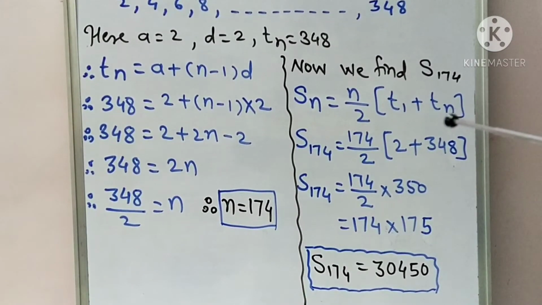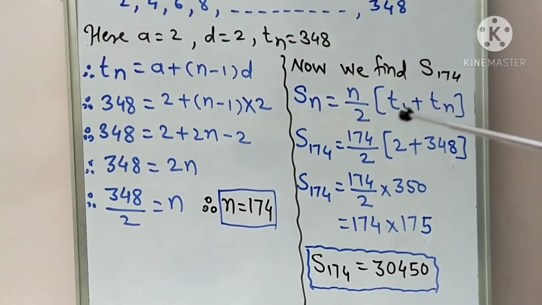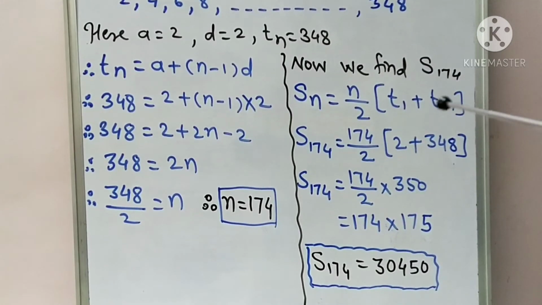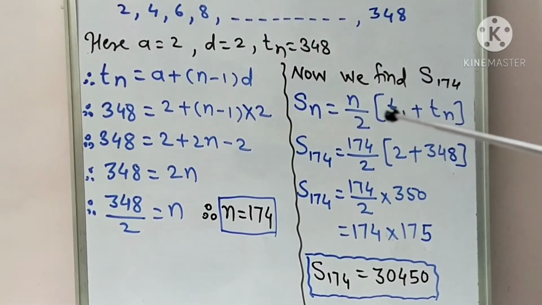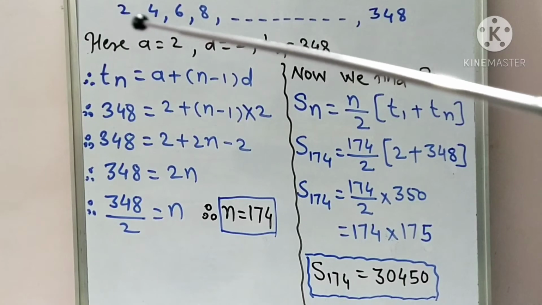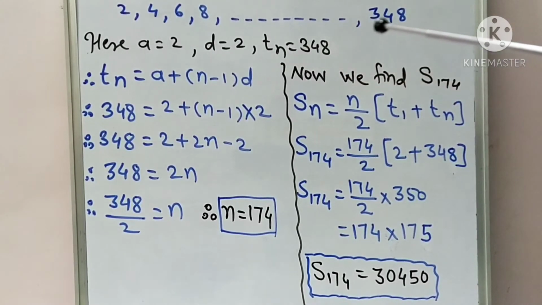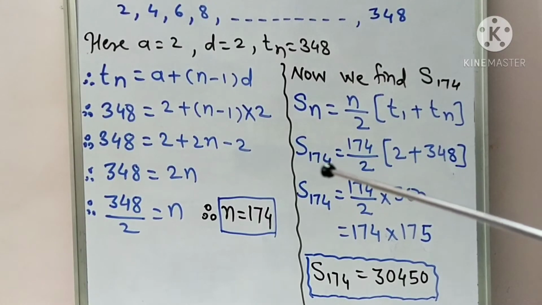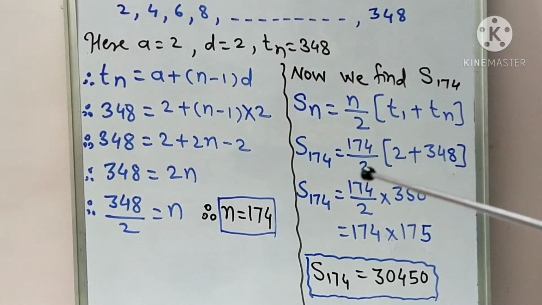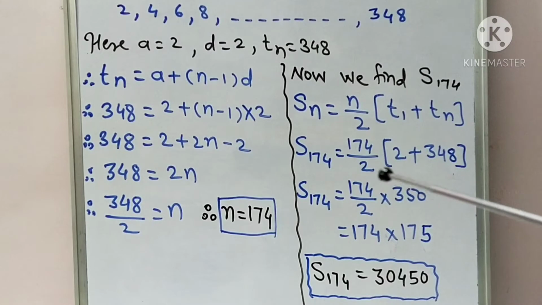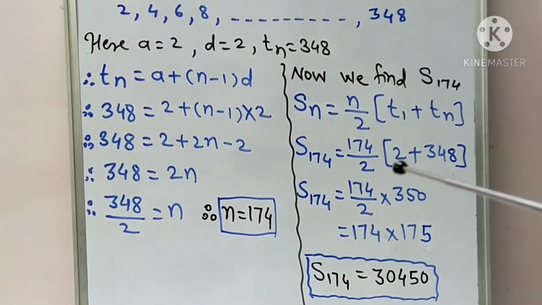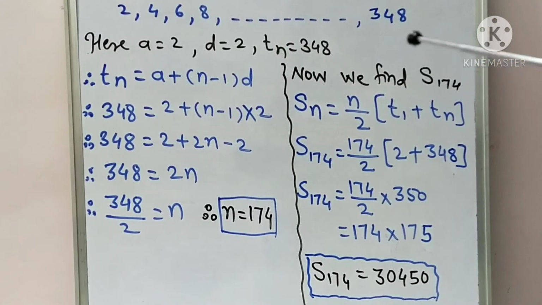We use this second formula instead of the values of a and d, because the first term and the last term are known here. We know those values. So S174 equal to n upon 2, means 174 upon 2, into in bracket 2 as the first term plus 348 as the last term.